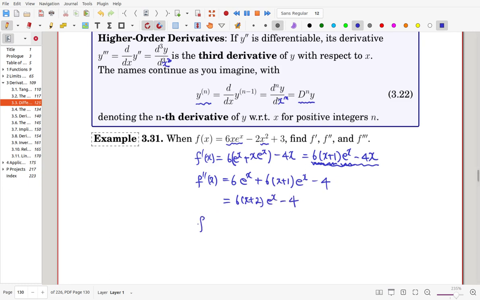Now for the triple prime, here again the derivative of this one is 6 and e to the x, plus that term 6x plus 2 and the derivative of e to the x, which is the same as e to the x, and the derivative of minus 4 will be 0. Now we can simplify that one in this way. There is a 6 and x plus 3 e to the x. Okay, that is the answer for the triple prime, the third derivative.